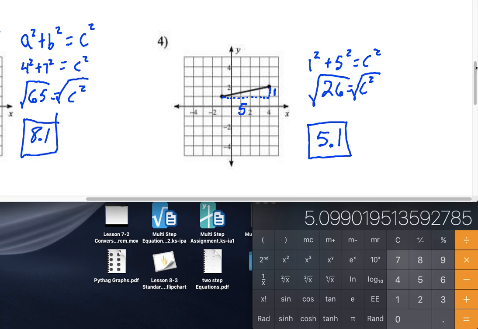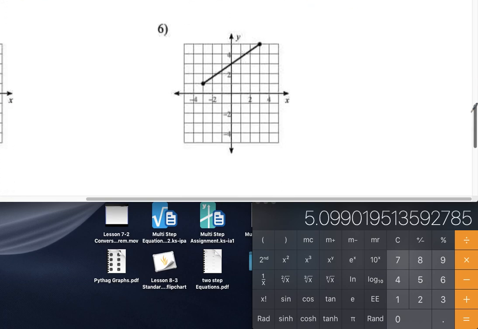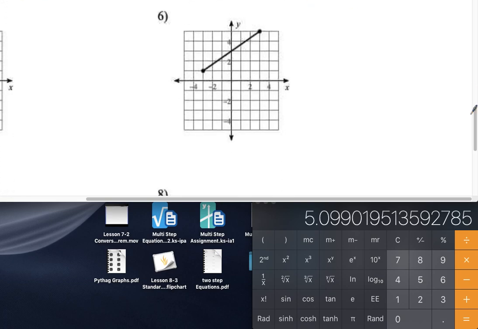Some of you that are doing okay with the Pythagorean theorem are already ready to move on. That's fine, keep going. I'm going to do a couple more of these for the people that are struggling a little bit. If you are struggling, just hang in there. I'm going to do what I can for you.